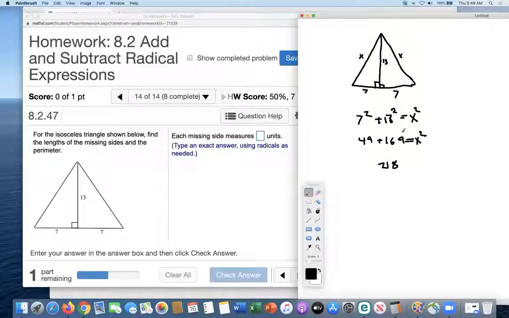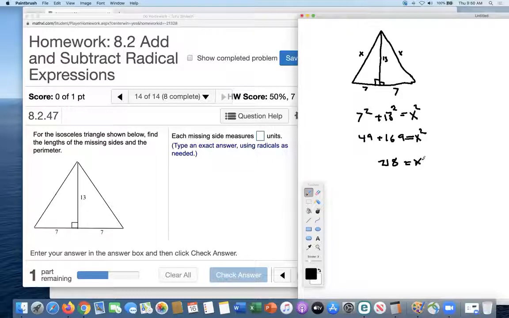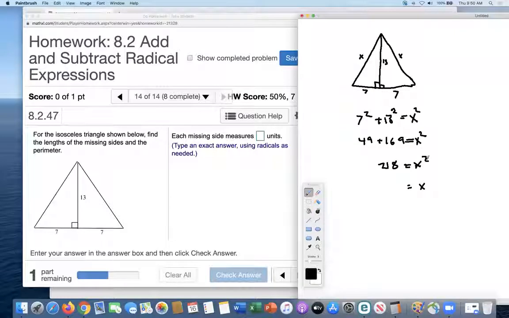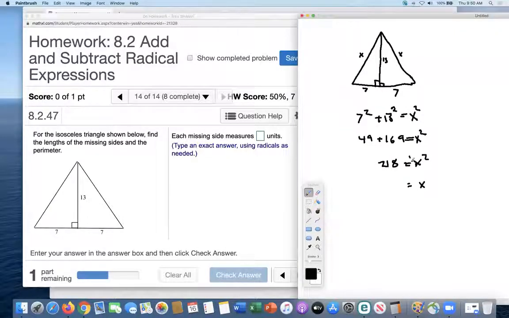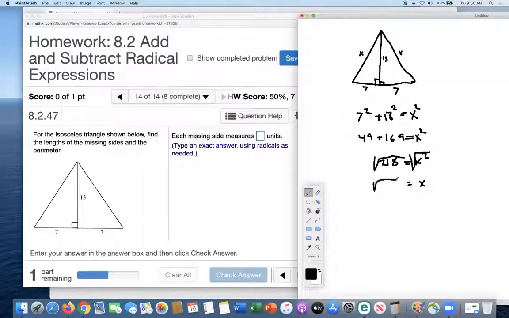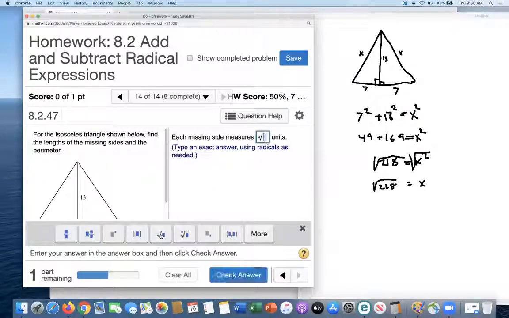49 plus 169 equals 218. So x squared equals 218. I don't want x squared, I want x. So how do I get x? What's the opposite operation of a square? Square root. Whatever you do on one side, you do on the other. Square root of 218. The answer is the square root of 218.